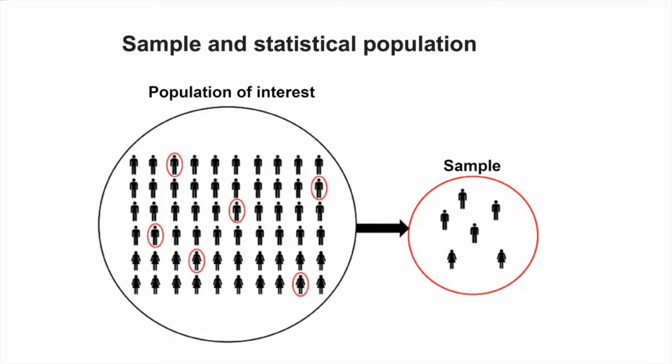Hello guys! Today we're going to speak about sample and statistical population. So, what is the main goal of statistics? Briefly speaking, we try to test hypotheses about the world using only a small part of information available to us.